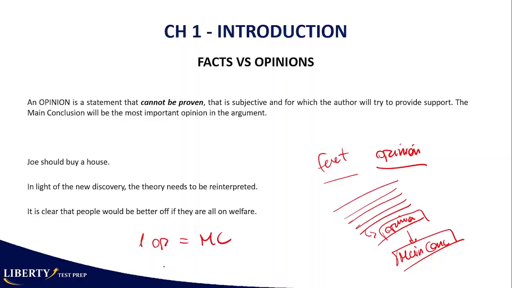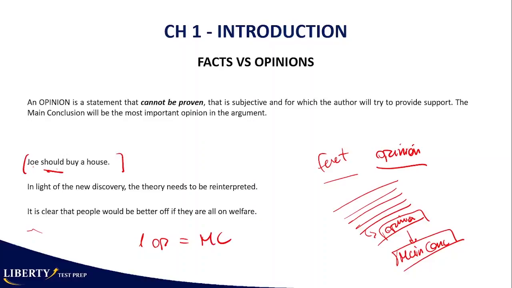Now, if you have more than one opinion, then you have to see which one out of those 2 or 3 opinions is the most important. And the most important opinion will be the main conclusion, okay? You can't have 3 main conclusions. I mean, you only have one main conclusion, which is the most important opinion in the argument. So opinions will be things like this. Joe should buy a house, okay? That's like a suggestion, like a recommendation. That's an opinion, right? Should. I mean, can you prove it though? That he should buy a house. How can you prove that he should buy a house or he should do something?